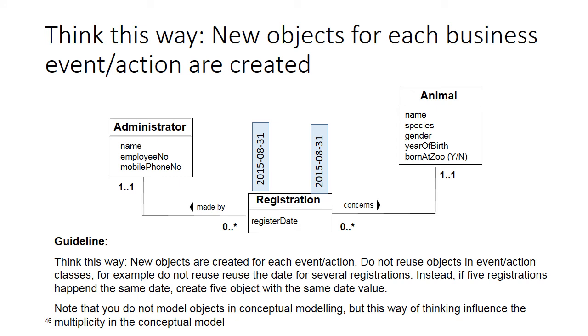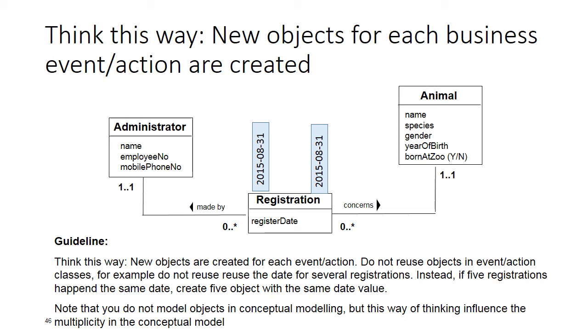Here is another guideline, and this guideline regards event action classes. And these are the classes that have a date as an attribute. In front of you, you see the event action class registration. And this guideline states that for each business event happening, for each registration happening, you need to create a new object. You should not reuse objects in event action classes.